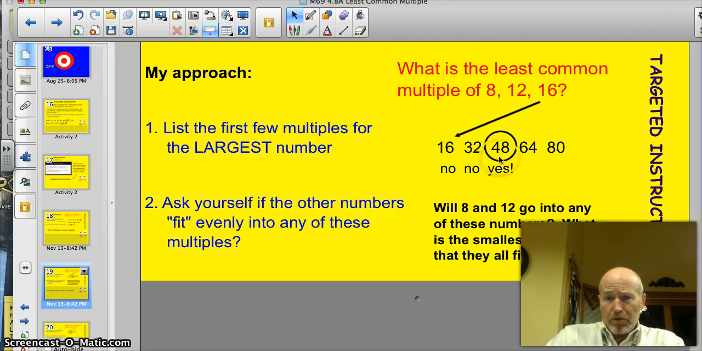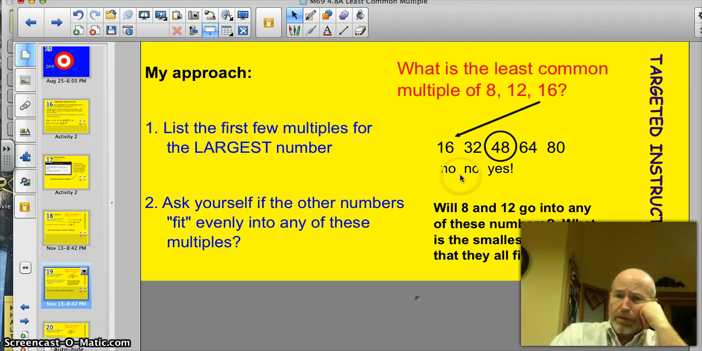16, 32, 48, 64, and 80. I just skip count by them. And then I look at the first multiple and say, well, these are my other two numbers, 8 and 12. Will 8 go into 16? Yeah, it sure will. Will 12? No. So that's a no.